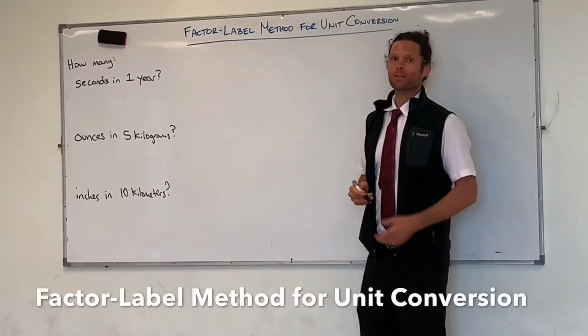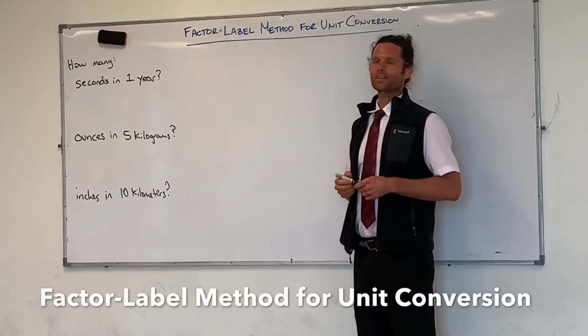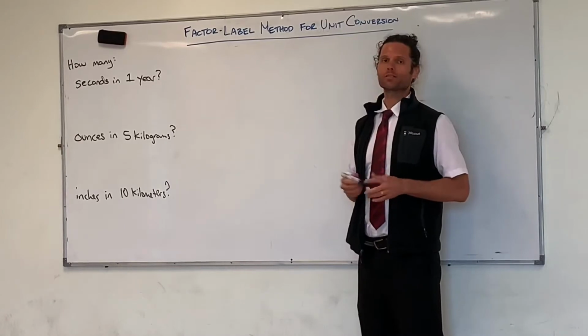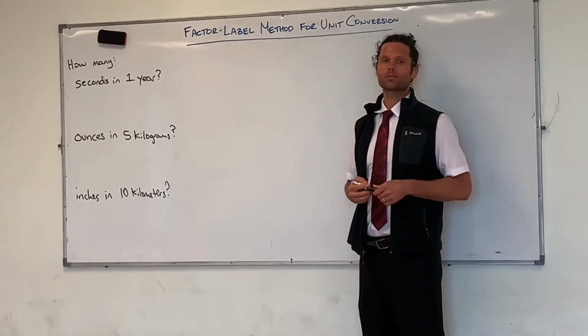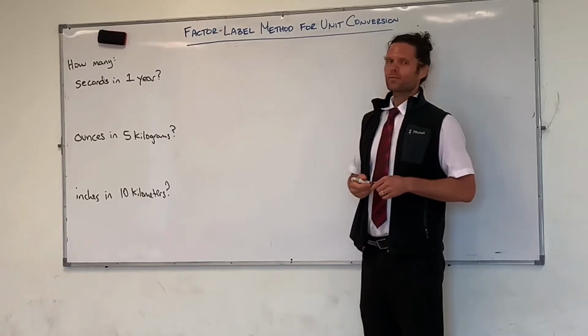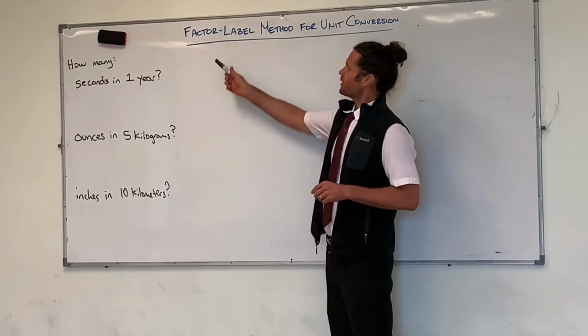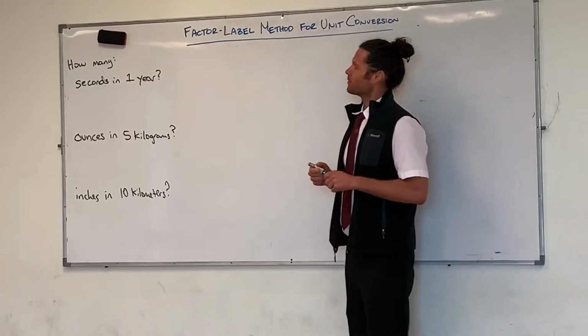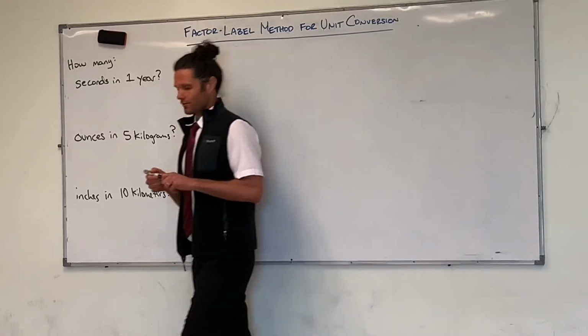One of the most common processes you have to do in math or science class is converting between units. And of course, calculators and a computer can do this for us pretty easily. But you'll probably have to do it by hand. And so we're going to use the factor label method. We're going to figure out how many seconds in 1 year, first of all.